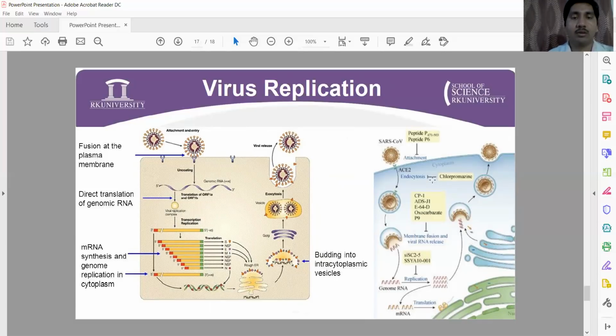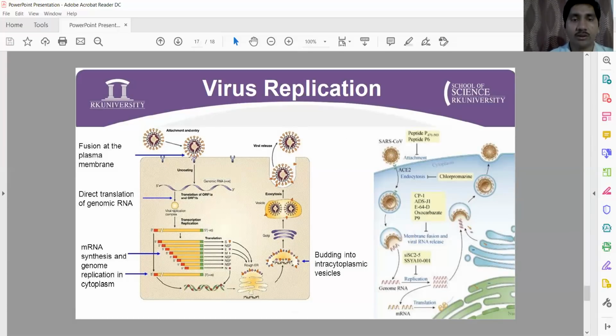In this image, you can see the various steps of virus entry and replication. In the very first stage, the virus attaches to the surface receptors. The surface receptors are present on the surface of the host cell. Here, in case of coronavirus, it is ACE2, which stands for angiotensin converting enzyme 2. So ACE2 is the receptor on which the spike glycoprotein of the virus attaches.